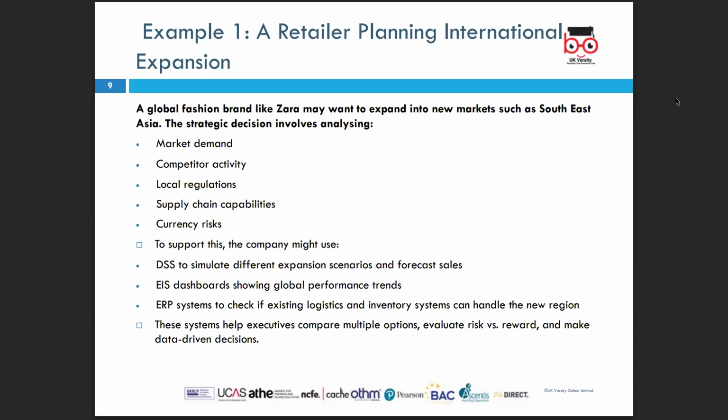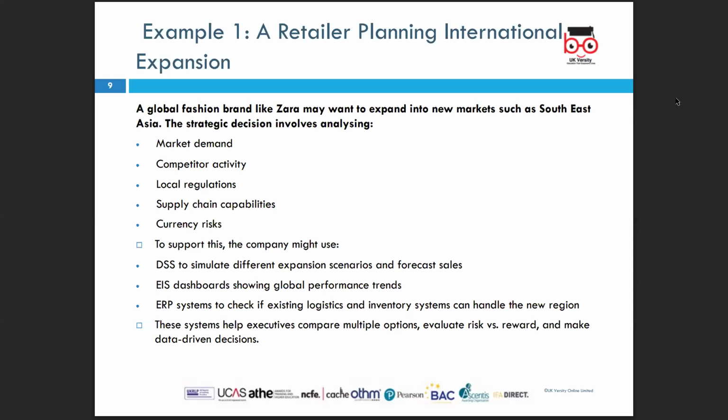As an example of a strategic decision, we can look into a retailer planning international expansion. For example, a global fashion brand like Zara might want to expand into new markets such as Southeast Asia. What could be the strategic decision that involves this analysis? We're going to look into market demand in that region, competitive activities, local regulations, supply chain capabilities, and currency risks.